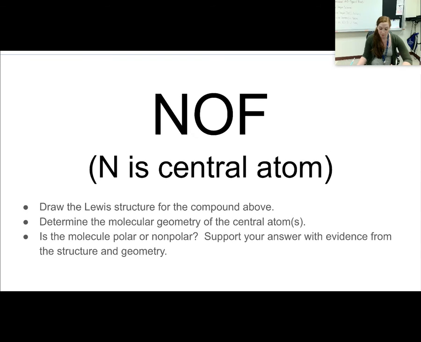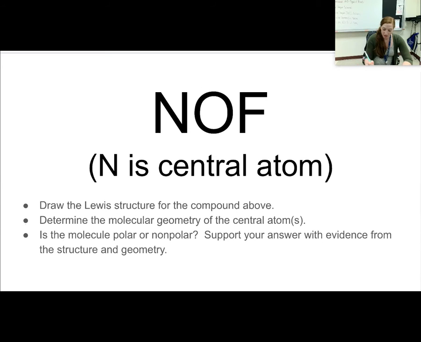Okay. Second one, NOF, and I gave you the information that nitrogen is our central atom. So we've got 5 valence electrons coming from that nitrogen, 6 from the oxygen, and 7 from the fluorine, which gives me 18 valence electrons altogether. Okay, I know nitrogen's in the center. Doesn't really matter what side I put oxygen and fluorine on, but there's 4 electrons used so far in those 2 bonds. Okay. I'm going to start placing my remaining electrons around my terminal atoms as lone pairs, and then we'll see what we get.